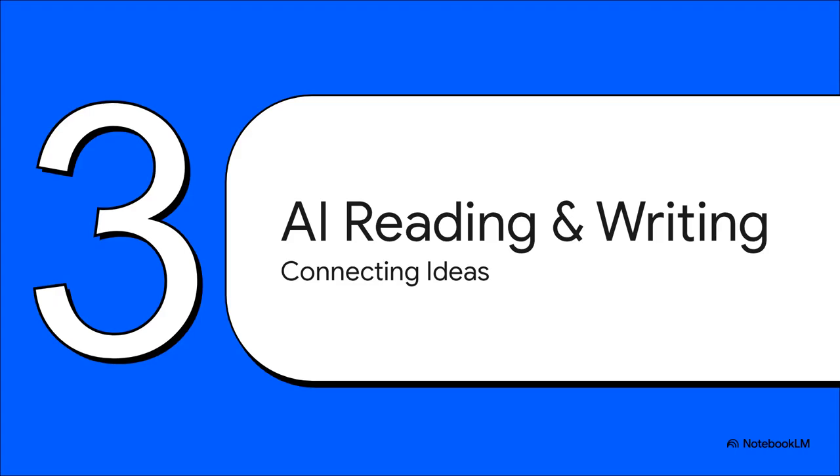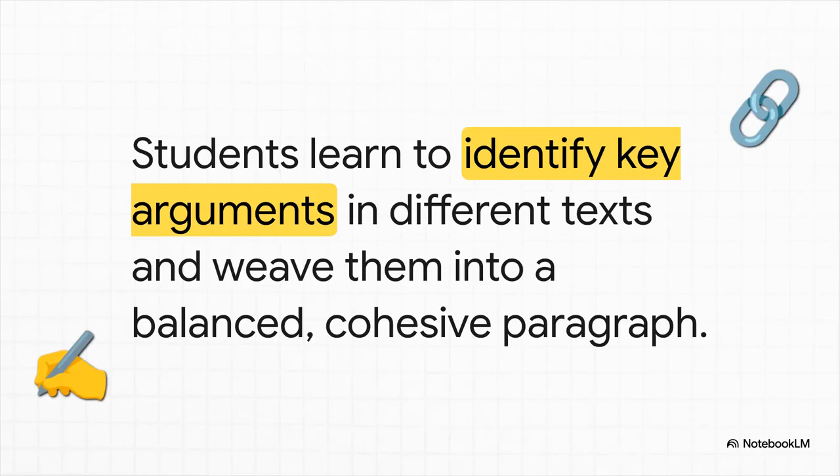All right, next up, let's build on that and look at a more complex integrated skills task. Here, we're not just using AI for practice. We're using it as a tool to help students actually analyze and pull together information from a couple of different places. So this task really pushes students past just basic reading comprehension. The goal is for them to learn how to pick out the main arguments in a couple of different texts, see how they connect, and then weave those ideas into their own balanced, coherent paragraph.